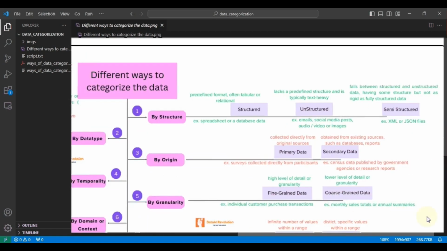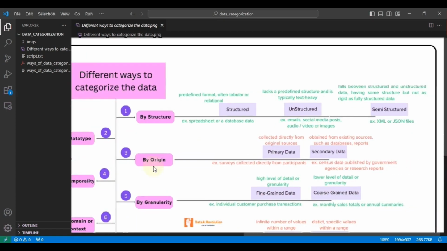Let's talk about the third way to categorize the data, that is by origin. If you divide the data with respect to origin, it can be divided into two types: primary data and secondary data. It's very straightforward. If we are directly collecting data from original sources, that is called primary data. For example, if you take a survey directly from participants, not from any website, not from any third party, that kind of data is called primary data.